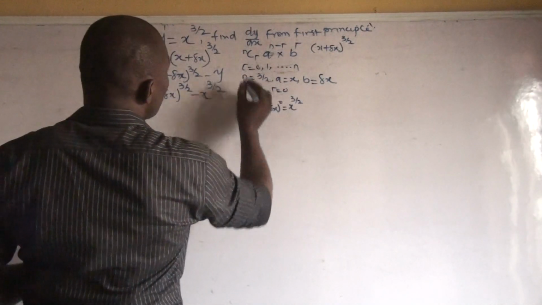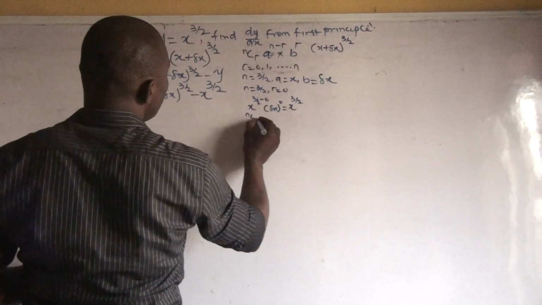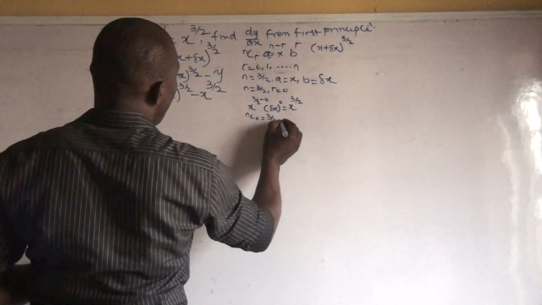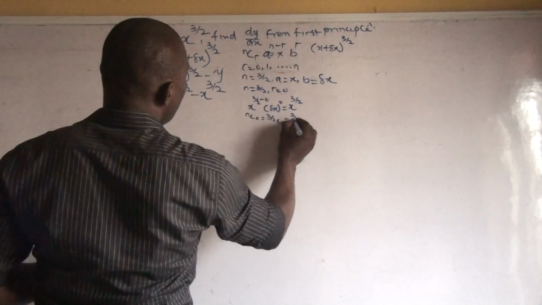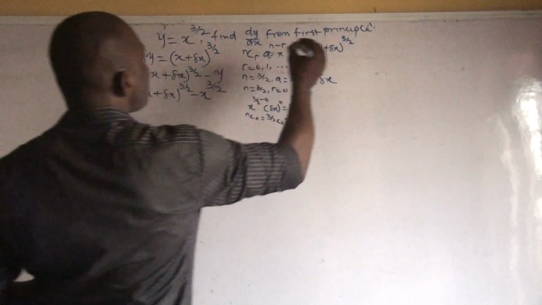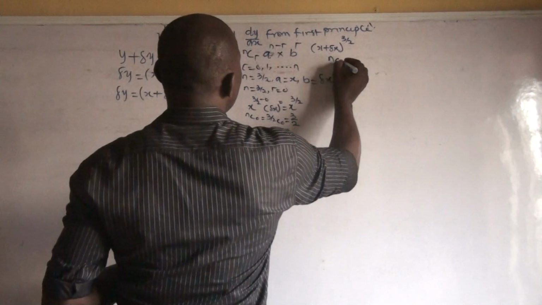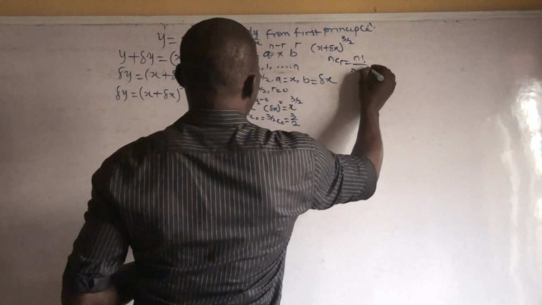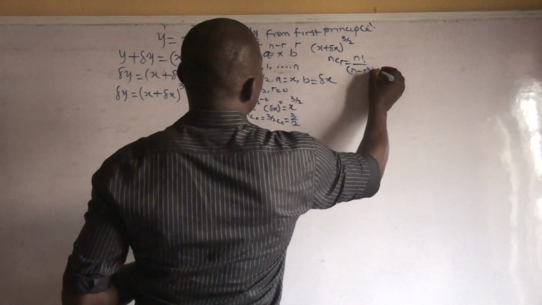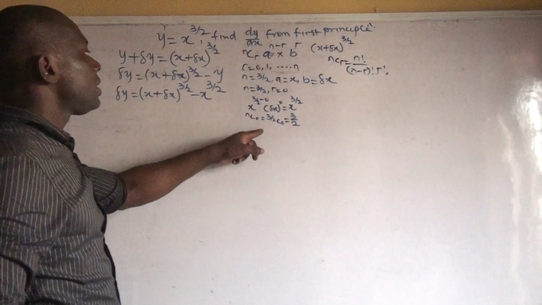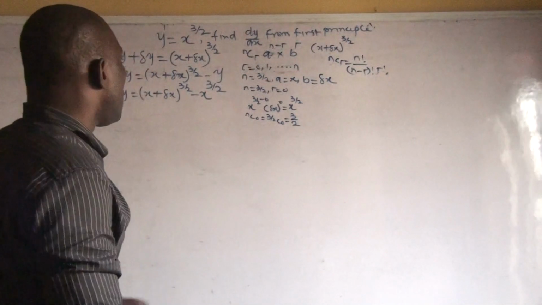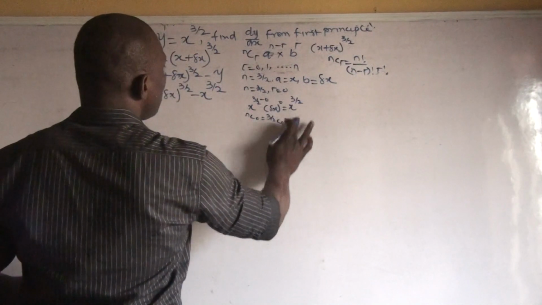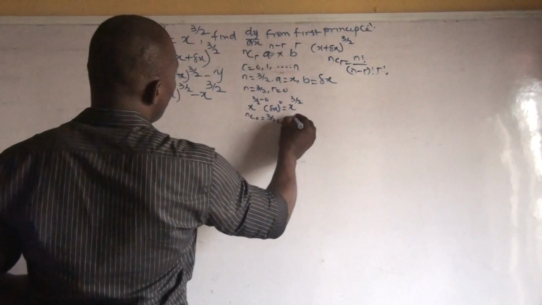Here we also have n combination 0 here. That means 3 over 2 combination 0 will also give us 1. So you can try that. Please know that n combination r simply means n factorial over n minus r factorial times r factorial. So if we do this, n combination 0 will give us 1.